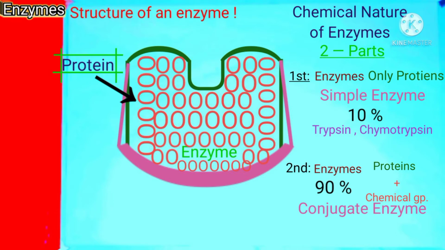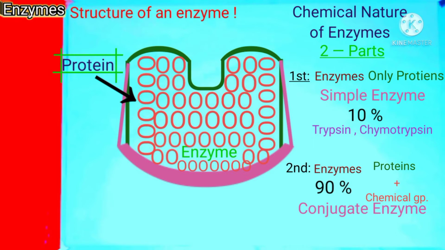Dear students, these simple enzymes are only of protein nature, made up of only amino acids. So these enzymes consist of only a polypeptide chain. As this enzyme consists of only amino acids, it is a simple enzyme.